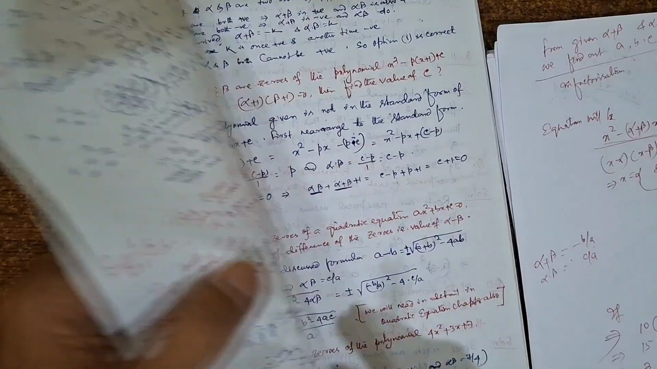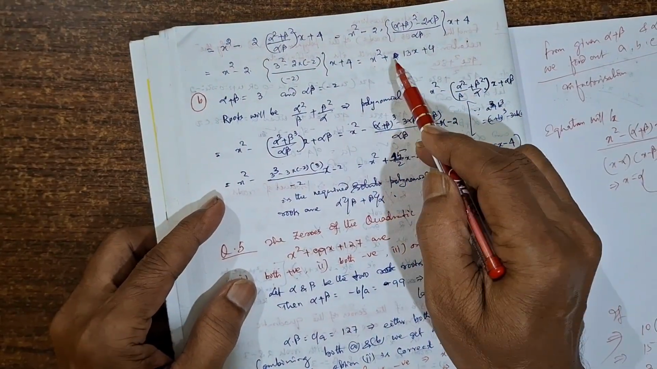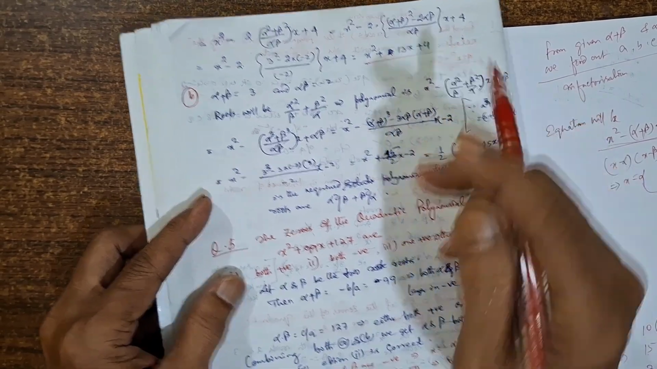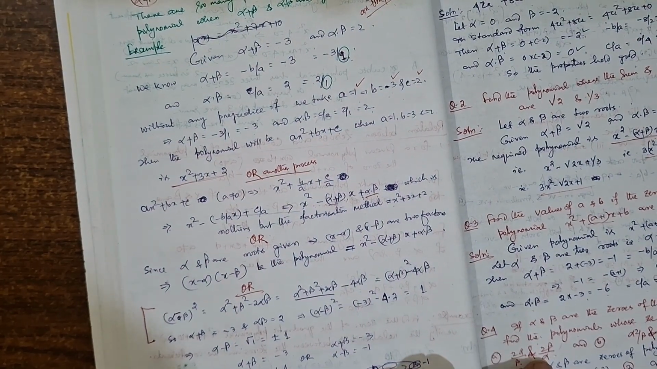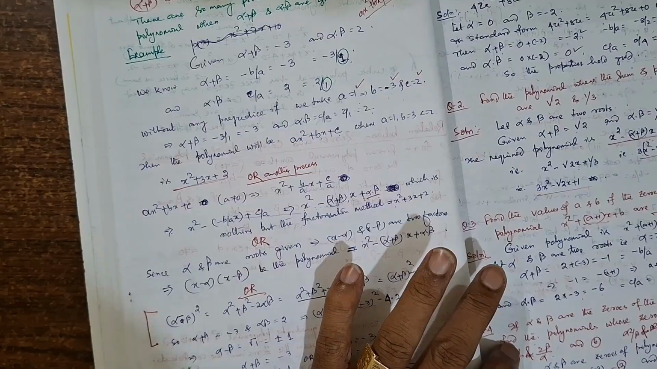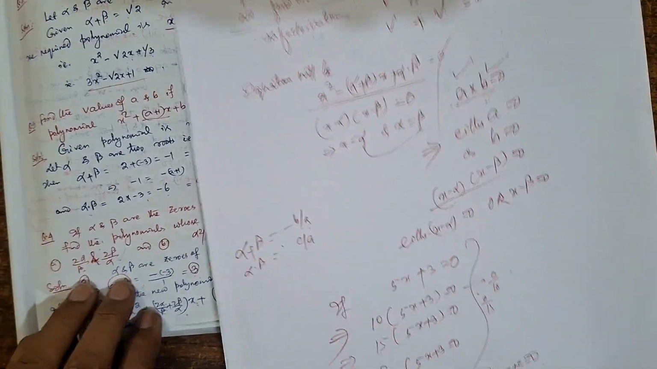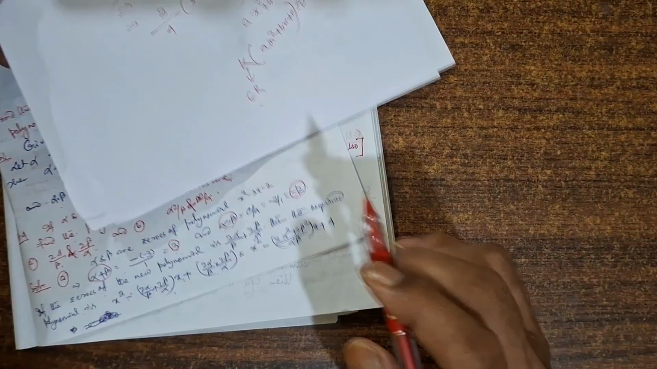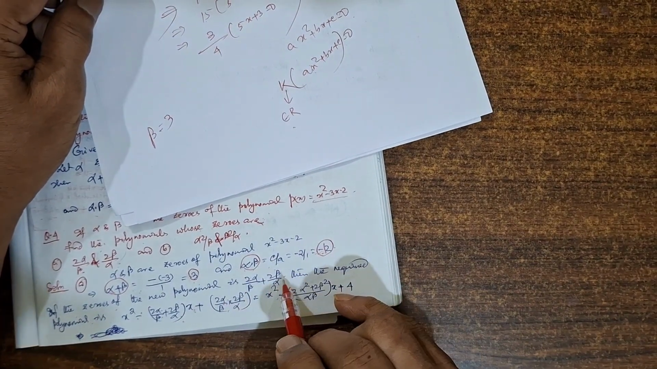You will get that result. Finally, x square plus 13x plus 4. This is the required equation where the two roots are 2 alpha by beta and 2 beta by alpha. What is the value of beta? We have found out that the value of beta is 3.